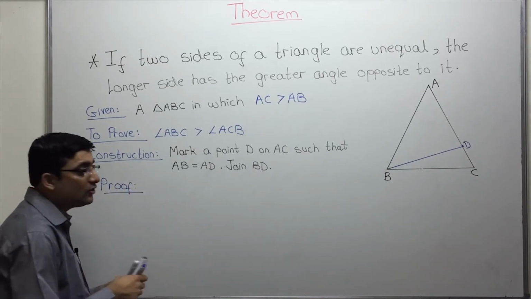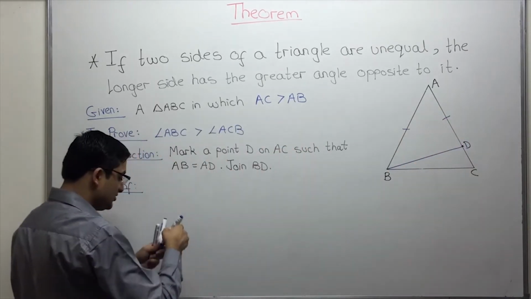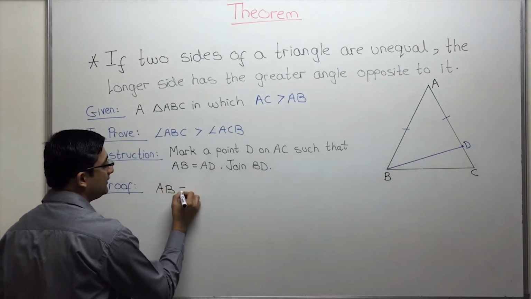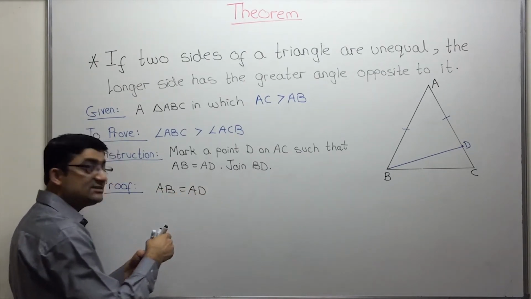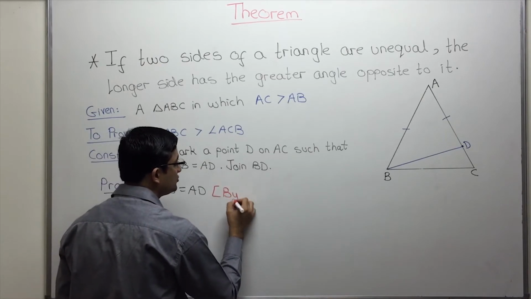So now what do we know? We know that AB is equal to AD. Why? By construction. So begin from that. So prove AB is equal to AD. What is the reason? By construction. We have just done it over here.